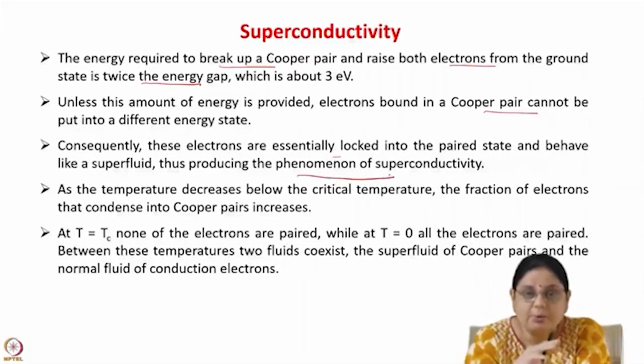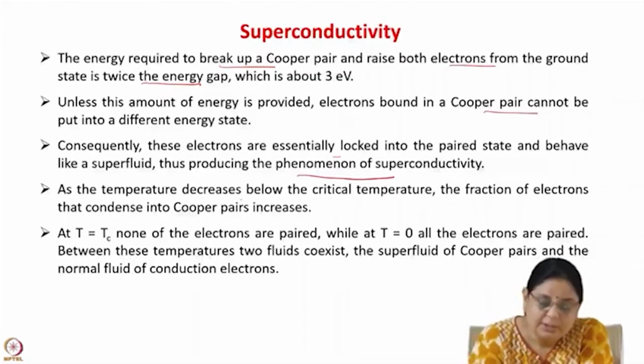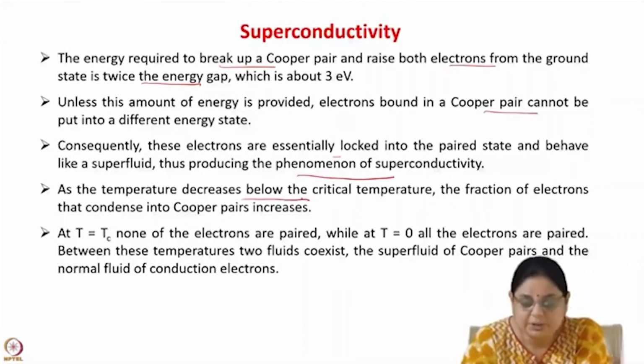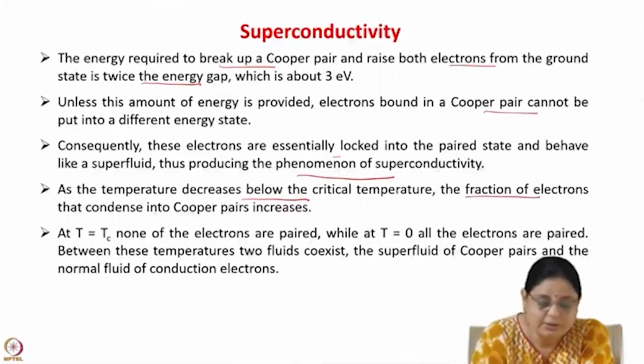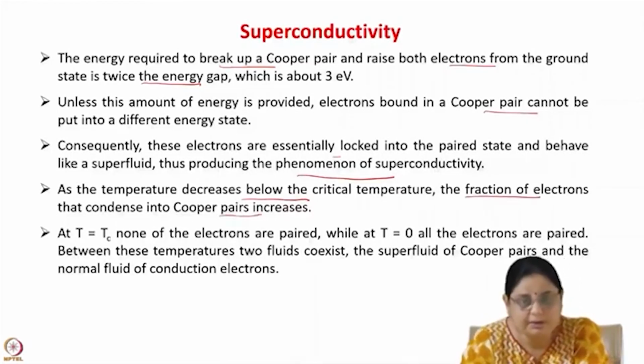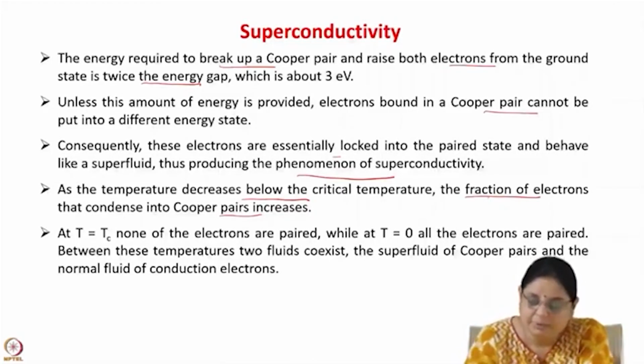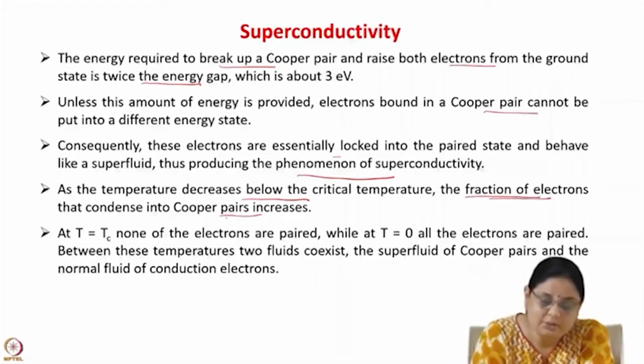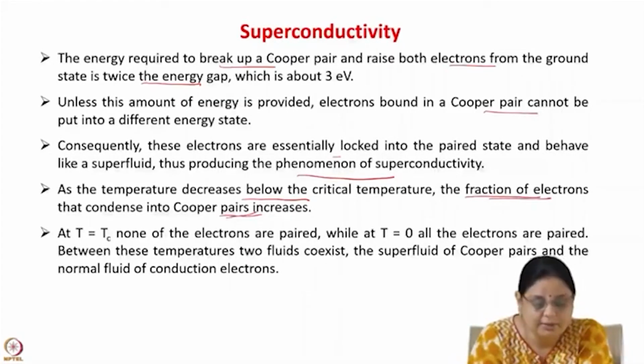So these Cooper pairs are responsible for the phenomenon of superconductivity below the critical temperature and critical magnetic field. Now, as the temperature decreases below the critical temperature, the fraction of electrons that condense into Cooper pairs increases. So there are both the Cooper pairs as well as the normal conduction electrons, but the fraction of electrons that condense into Cooper pairs increases.